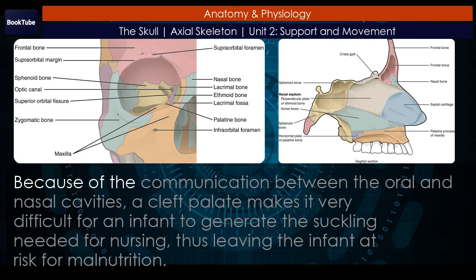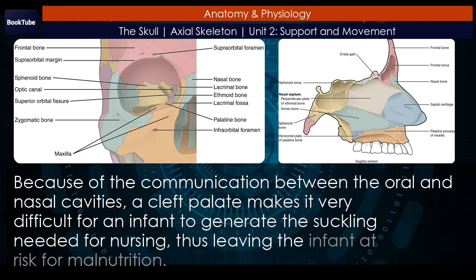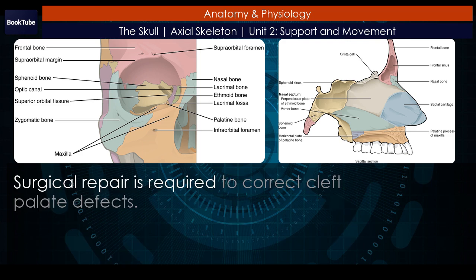Because of the communication between the oral and nasal cavities, a cleft palate makes it very difficult for an infant to generate the suckling needed for nursing, thus leaving the infant at risk for malnutrition. Surgical repair is required to correct cleft palate defects.